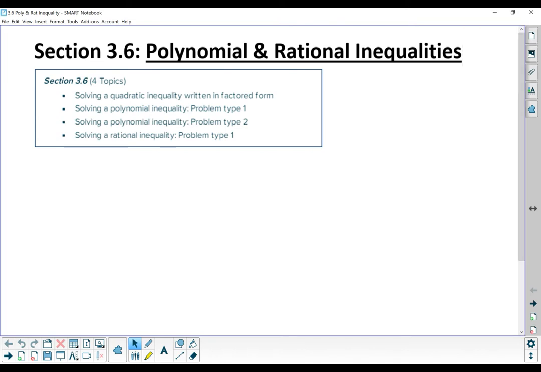There are 4 topics in this section. 3 of them are very similar, solving quadratic or polynomial inequalities. And the 4th one, rational inequalities, is similar but a different type of equation.